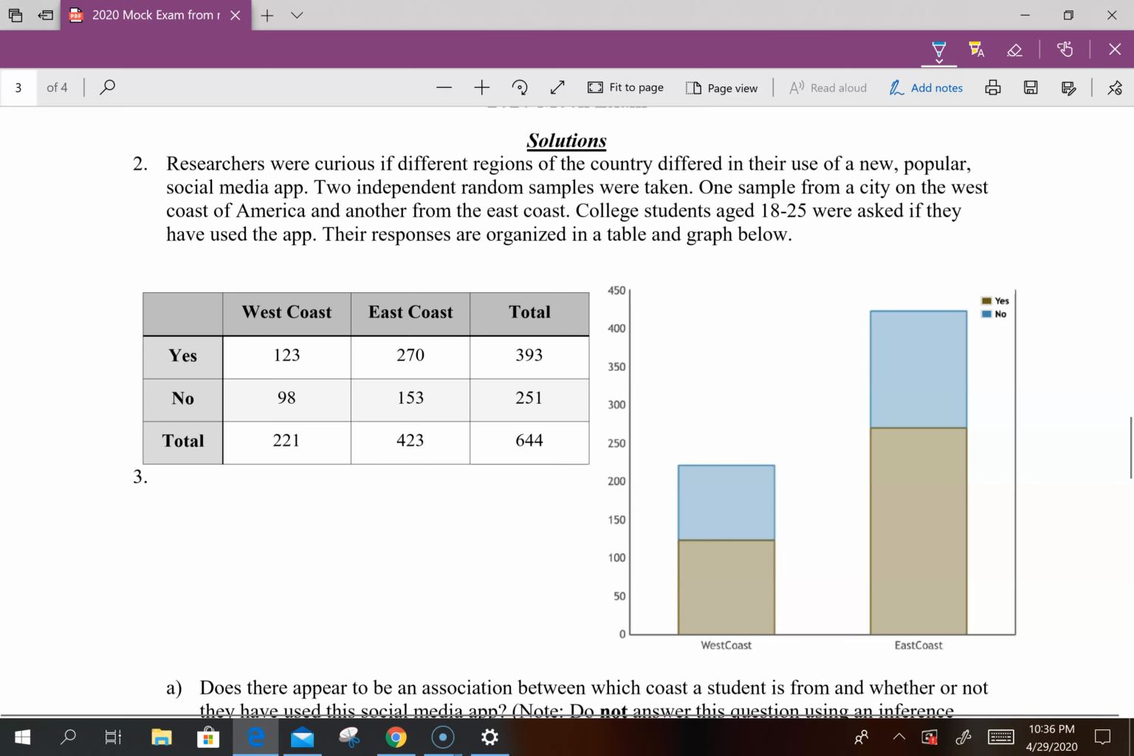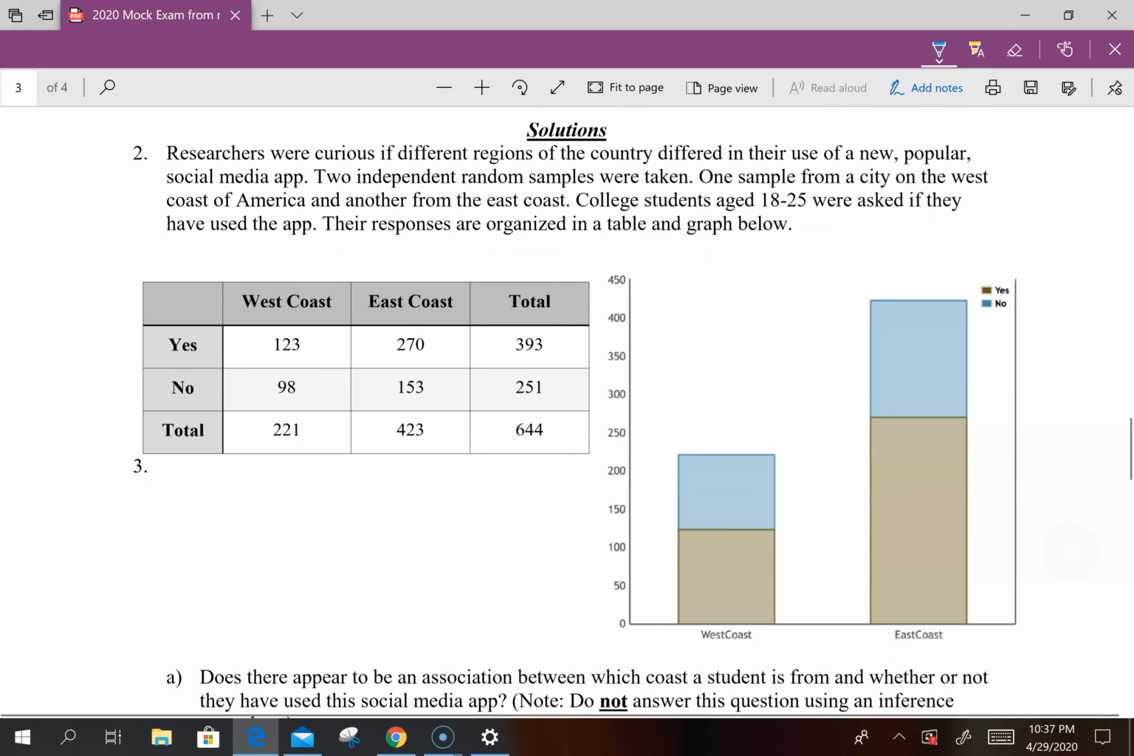All right, so for this one, we're talking about researchers were curious if different regions of the country differed in their use of a new popular social media app. So 2 independent random samples were taken. 1 sample from a city on the west coast of America and another from the east coast. College students aged 18 to 25 were asked if they have used the app. Their responses are organized in a table and a graph below. All right, so we've got a 2-way table. Then we've got our mosaic plot over here showing all of our information.